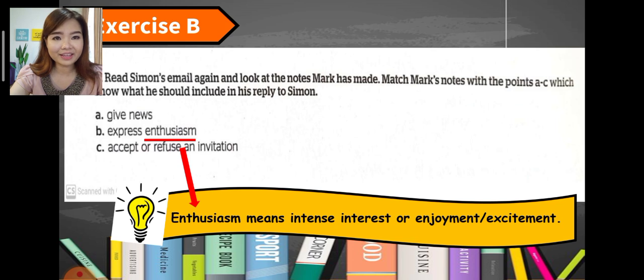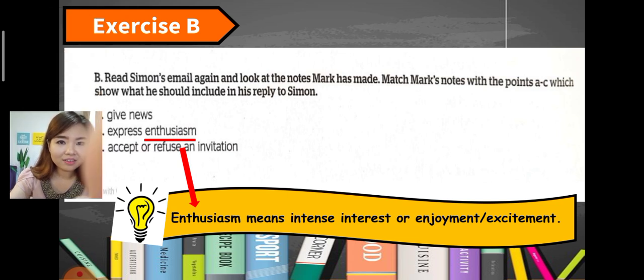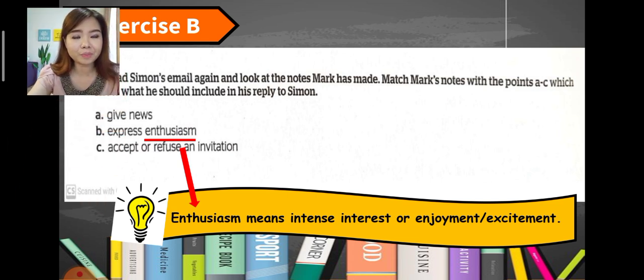Now we are going to look at exercise B. Read Simon's email again and look at the notes Mark has made. Match Mark's notes with the points A, B, C, which show what he should include in his reply to Simon. Alright, now what does it mean here? Look at the notes Mark has made.